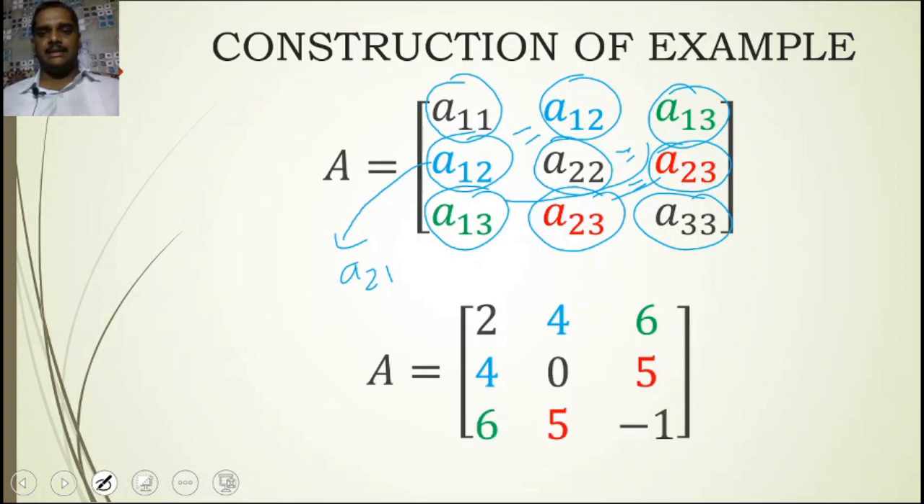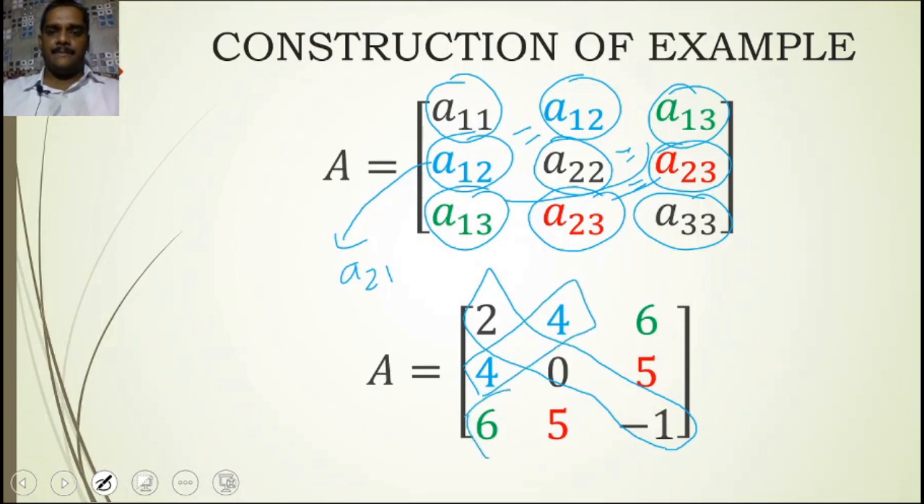And here is another example. You can have anything on the diagonal. I have taken these elements on the diagonal: one positive number, one 0, which is the neutral element, and one negative number. And after that, these two elements are the same, these two elements are the same, and these two elements are the same. So this is how you construct an example of a symmetric matrix.